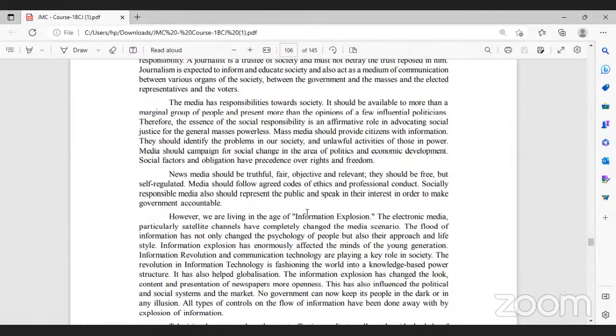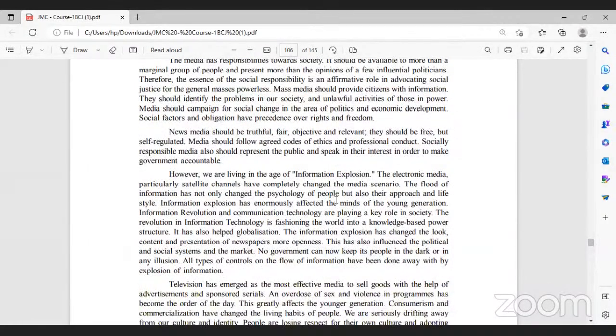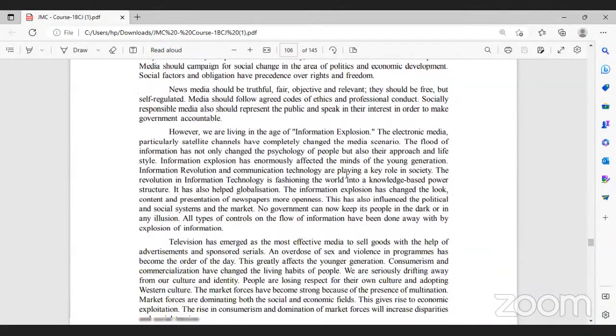Ultimately, we understand that media or journalism should be driven by truthfulness, fairness, objectivity, and the information should be more relevant. At the same time, they should be in a position to report freely, while considering self-regulation. So media should follow agreed codes. We have certain codes of ethics and professional conduct also. So socially responsible media should represent the public and speak in their interest in order to make the government accountable.